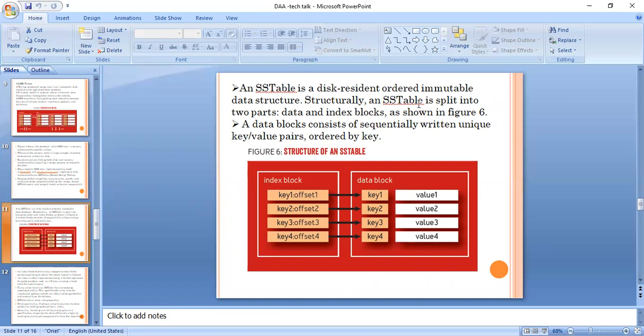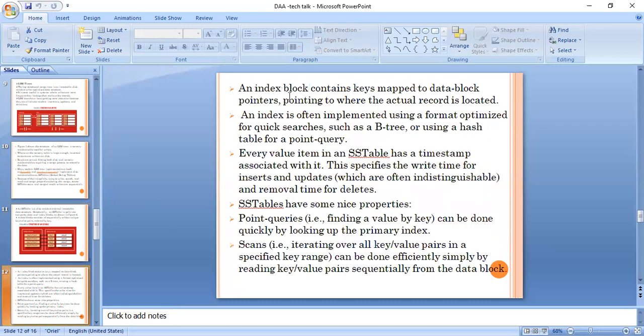Structurally, an SS table is split into two parts: data and index blocks, as shown in Figure 6. A data block consists of sequentially written unique key-value pairs ordered by key. An index block contains keys mapped to data block pointers, pointing to where the actual record is located. An index is often implemented using a format optimized for quick searches, such as a B-tree, or using a hash table for a point query. Every value item in an SS table has a timestamp associated with it. This specifies the write time for inserts and updates, which are often indistinguishable, and removal time for deletes.